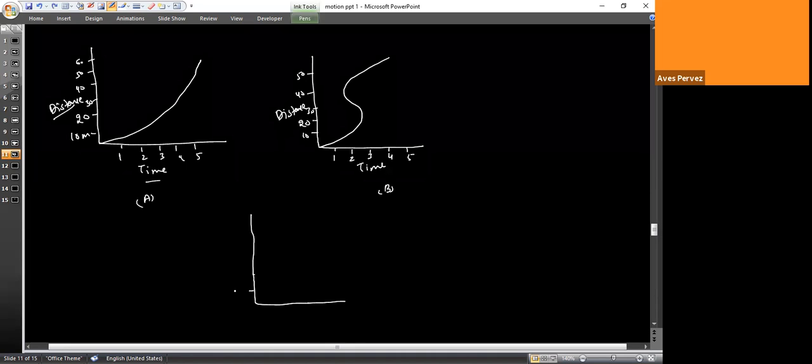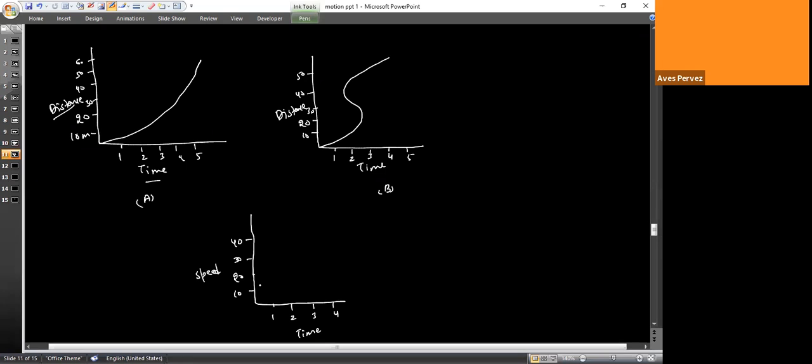Okay. 10 meter, 20. This is 10 meter per second. This is 20 meter per second. This is 30 meter per second. This is 40 meter per second. So this one is 1 second, 2 second, 3 second, 4 second, and this is the time. This is velocity, a speed time graph. Speed time graph. And again, I'm going to make the same graph like this.